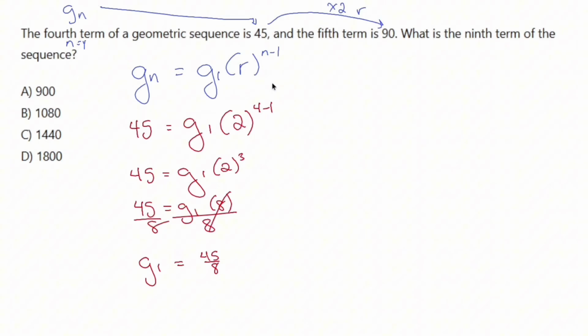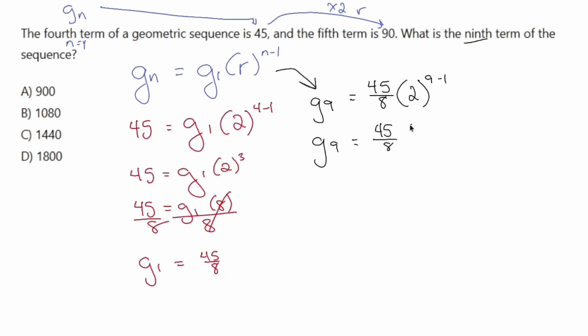Now let's take that information and plug it back into our geometric sequence equation to find the ninth term. So g sub 9 is going to equal g sub 1, which we just found out to be 45 over 8, times the common ratio, which is 2, to the, what do we need, the ninth term, so 9 minus 1 power. So g sub 9 is going to equal 45 over 8 times 2 to the 8th. g sub 9 is going to equal 45 over 8 times 256.